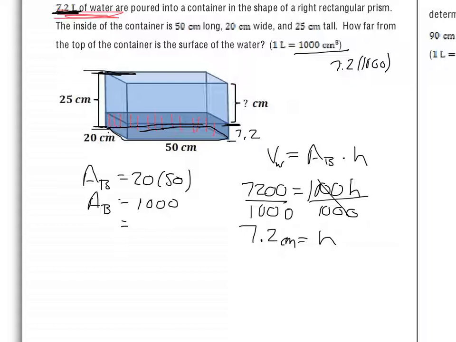Now, what we have to be careful of is that this is the height of the water. We were using the volume of the water, which means we only know the height of the water. The question actually asks us not what is the height of the water, but how far it is from the top of the container. So, how am I going to figure out how far it is from the top of the container? Please discuss amongst your group.